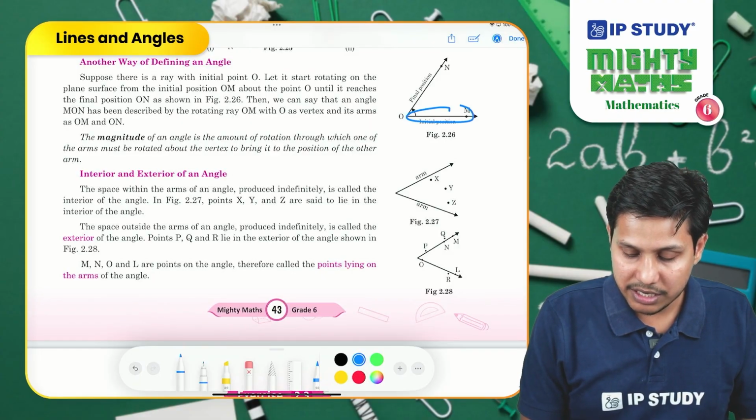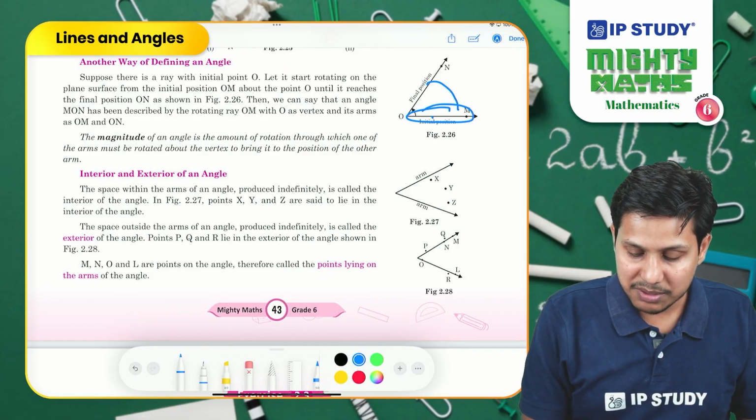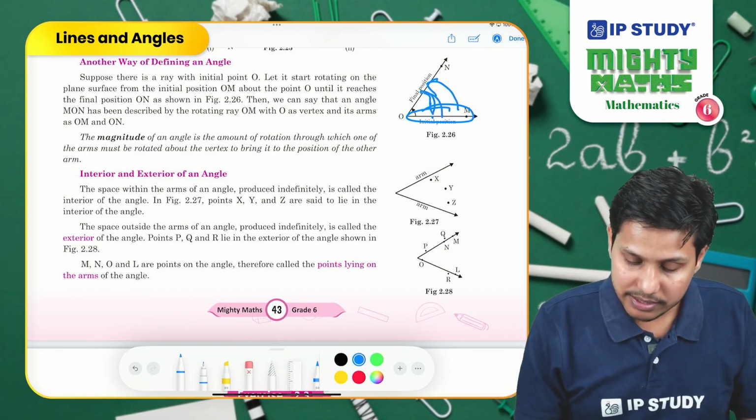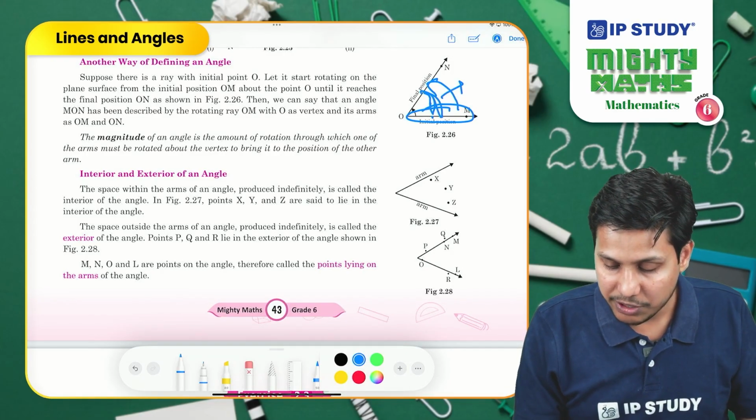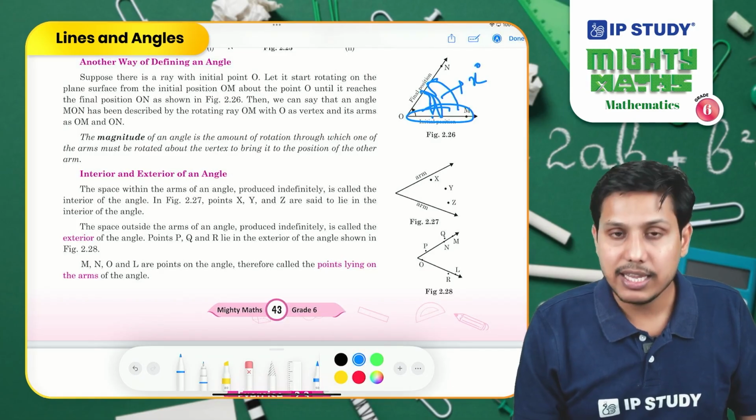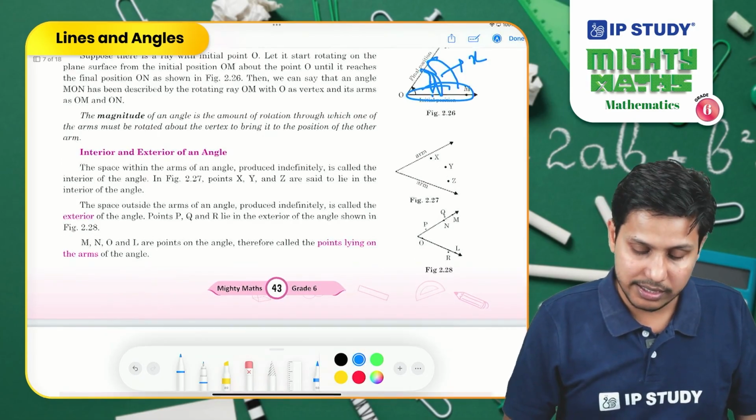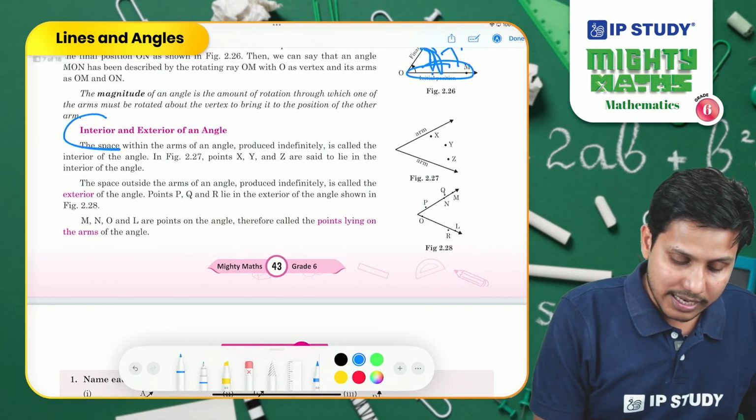Now there are ways how we can name it, and as I have told you, we can consider it as an initial point for the ray, and now it has moved like this. The angle, that is the measurement of rotation, is calculated using the value of angle, let's suppose x degree, and the rotation will be x degree. Now interior and exterior of an angle.